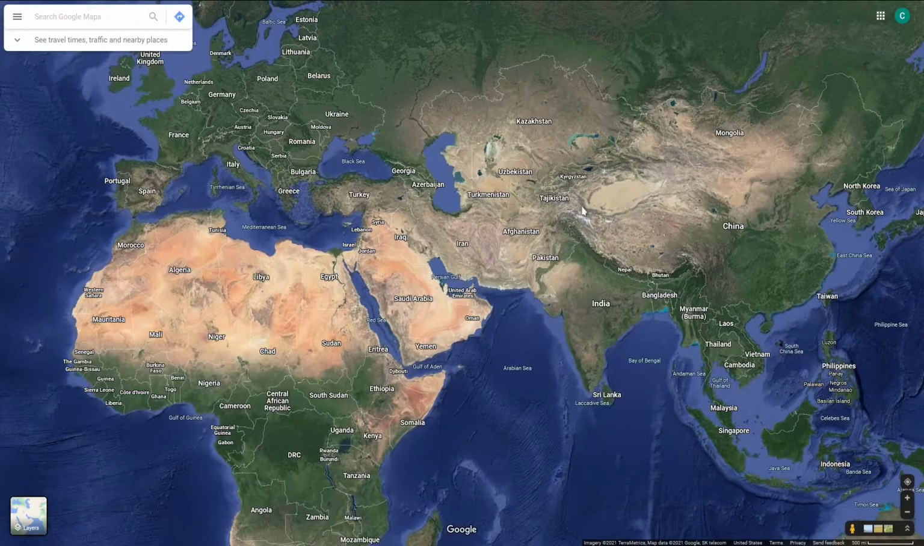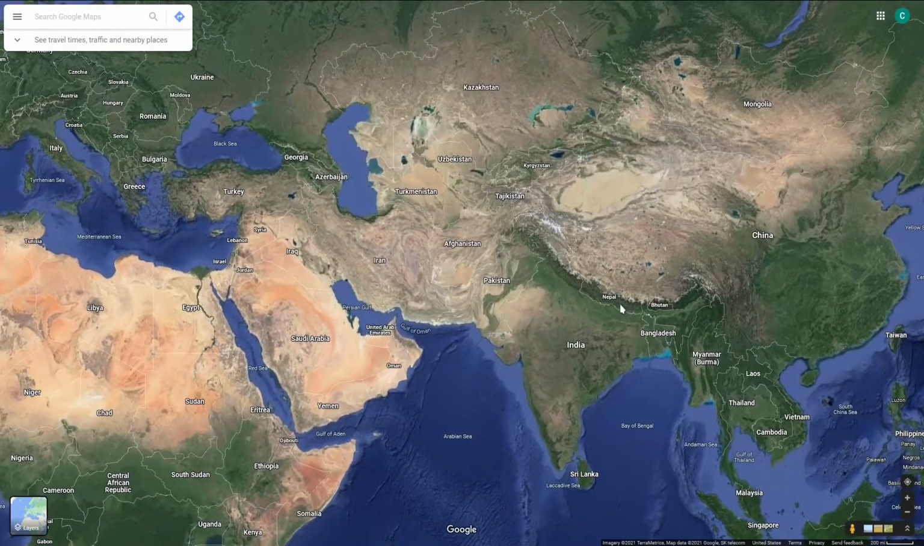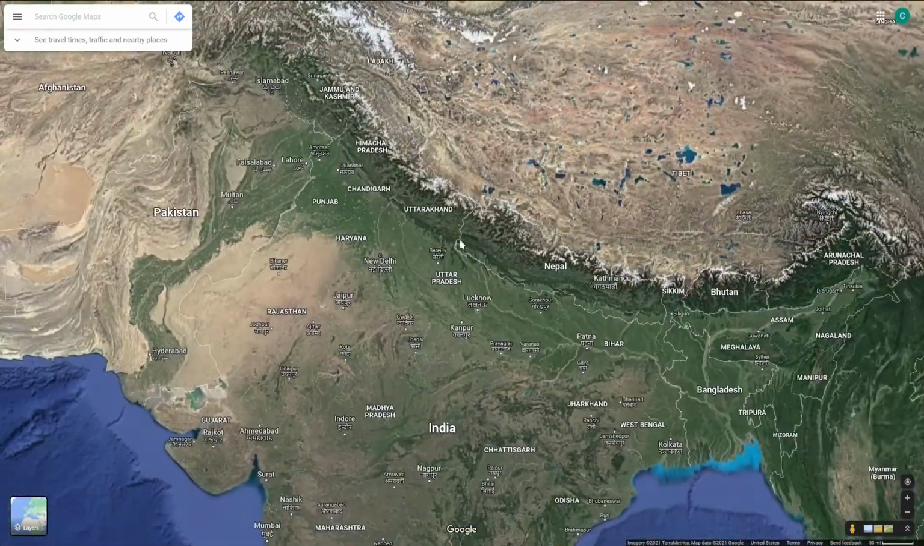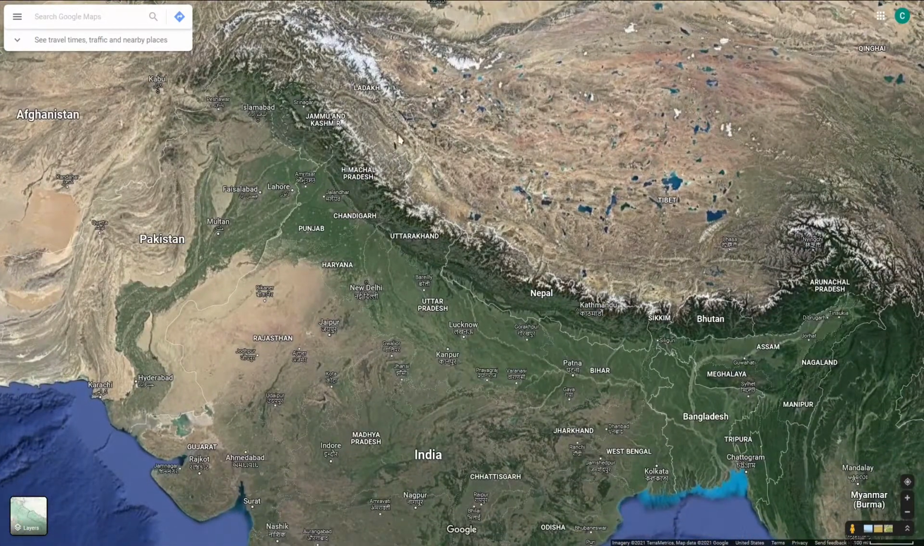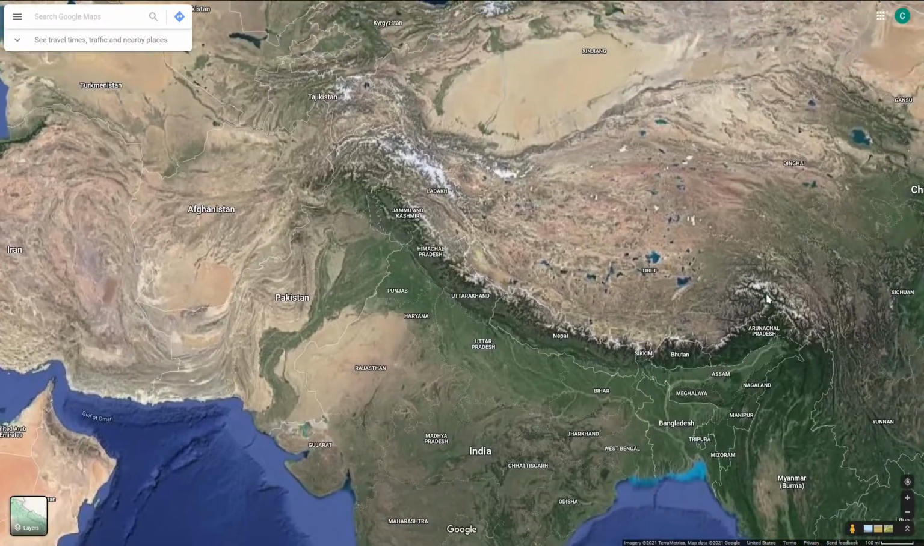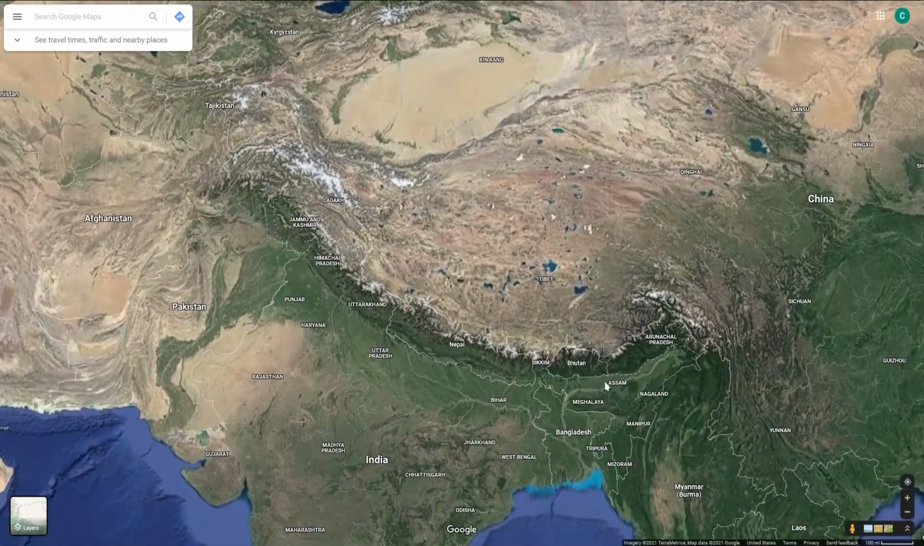So just looking at Google Maps here, if you want to have an idea of the Himalayan mountains, it's going to be in this area. If we just zoom into Asia here, the Himalayan mountains, as you can see by these white snow caps, is this very long mountain range that forms the barrier between China and its neighboring countries like Bhutan, Nepal, India, and of course Pakistan.